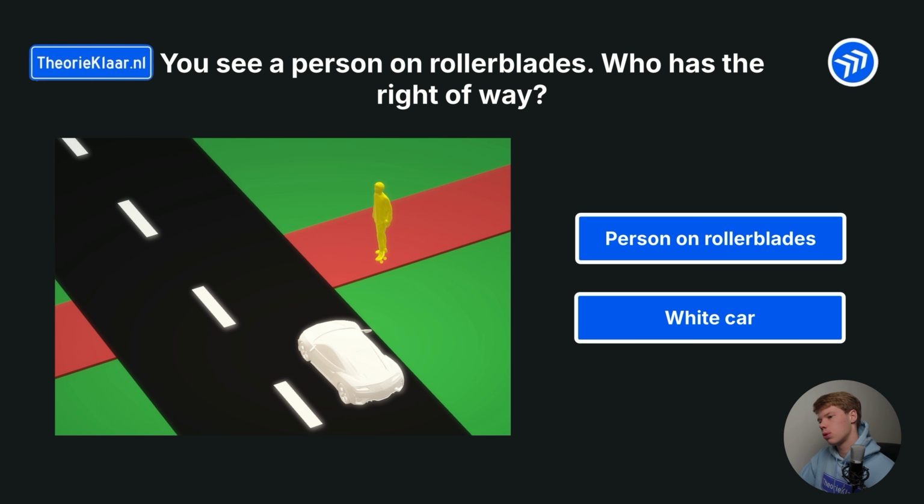And you see a person on rollerblades. Who has the right of way? Is that the person on rollerblades or the white car? Then the right answer is the white car, because pedestrians have different priority rules than drivers. And if you want to learn all the priority rules, I will explain it in the full car theory video course, which helps you be prepared for the actual full exam.